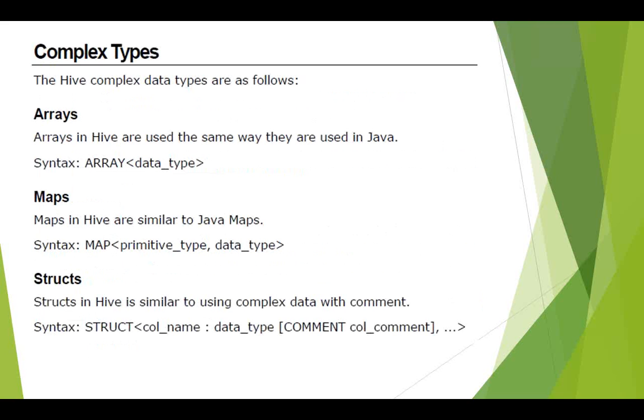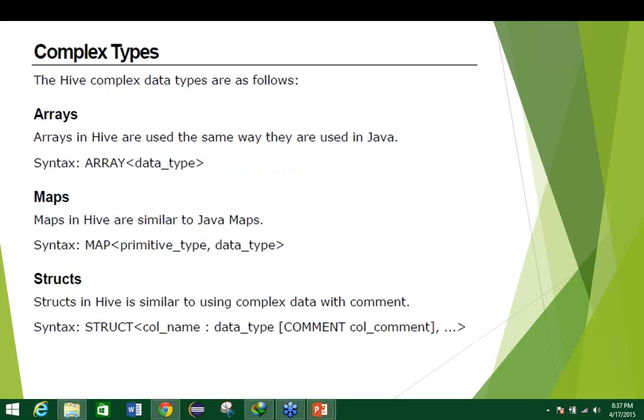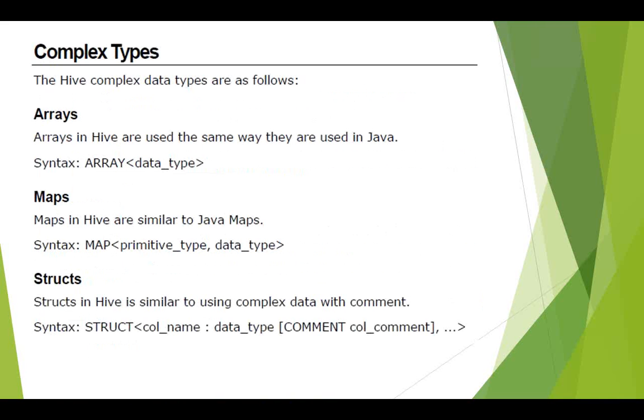What are the different complex types of data you know in any language, not in Hive? Whatever technical language you know, there may be certain complex types of data. Can you give one example of complex data types? Don't look at the screen, it's already present. What are the different complex data types available in Java? Any example?